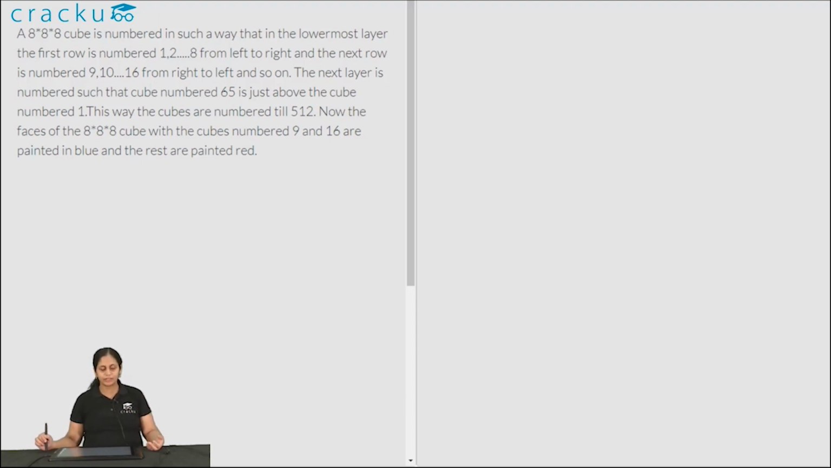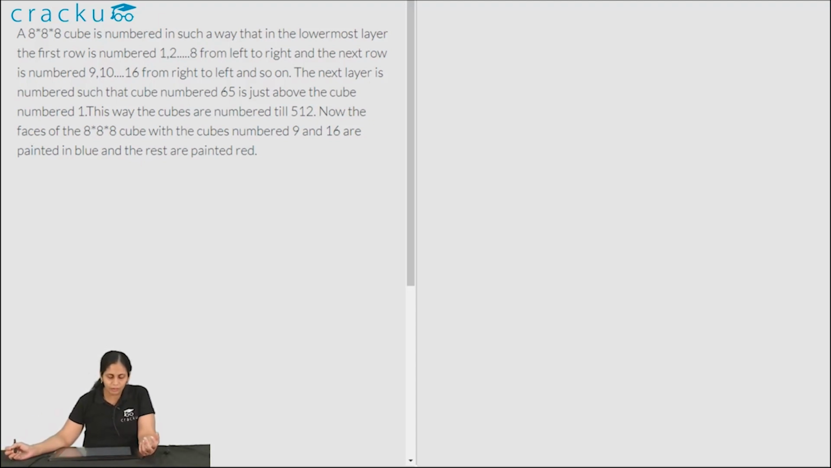So let's first take a look at the instructions that are given. An 8 into 8 into 8 cube is numbered in such a way that in the lowermost layer, the first row is numbered 1 to 8 from left to right, and the next row is numbered 9 to 16 from right to left, and so on. The next layer is numbered such that the cube numbered 65 is just above the cube numbered 1. This way the cubes are numbered till 512. Now the faces of the 8 into 8 into 8 cube with cubes numbered 9 and 16 are painted in blue, and the rest are painted red.